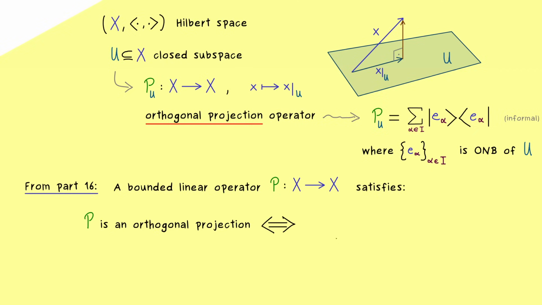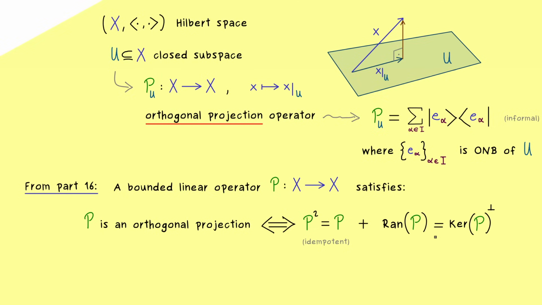Namely, we only need to check two properties, and one of them is that the operator is idempotent. This means if we use P again after we have already used it once, it does not change anything anymore. So in short, P squared, which means the composition, is equal to P. And in addition to that, we also need a second property which tells us about the relation between the range of P and the kernel of P.